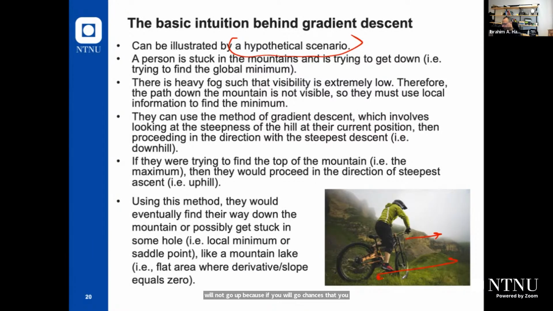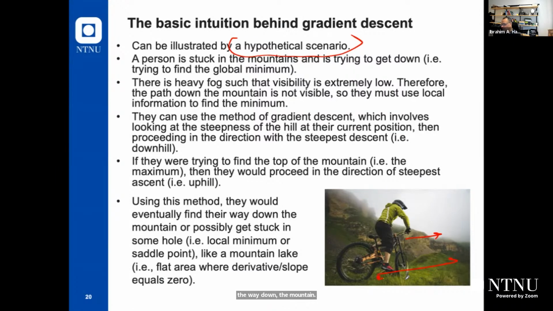So in your location, you will look around and search for the steepness of the hill, and you will move in that direction to go downhill. In the opposite case, if you were trying to find the top of the mountain, which is the maximum point, then you would proceed in the direction of the steepest ascent. So we have steepest descent and steepest ascent, depending on whether you want to go downhill or uphill.